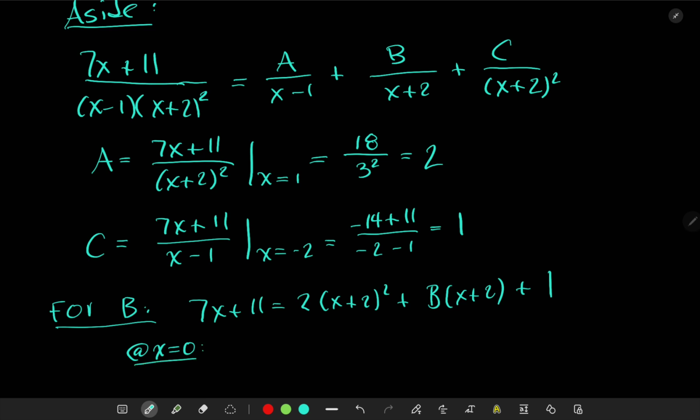Now, what you don't want to use is evaluate at 1 or -2 because those you already used, and also you know what they would give you, so you don't need those values. So you evaluate at x equals 0. So on left hand side I get 11. This one I get 2 times 2 squared, so it's going to be 2 times 4, not 24, 2 times 4. And then plus b, which is the one I need, times 2, so 2b plus 1.